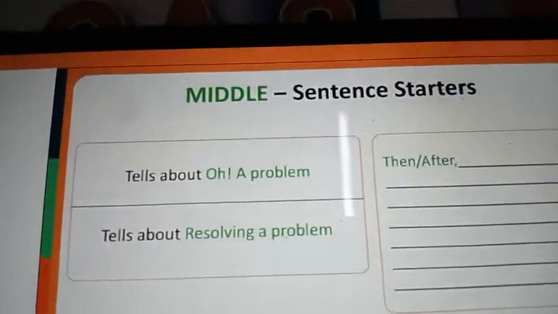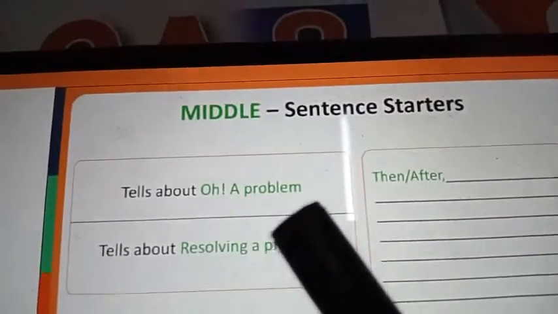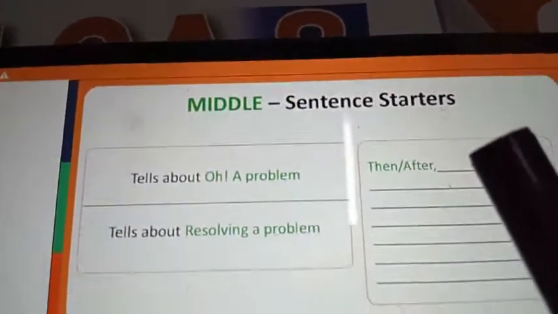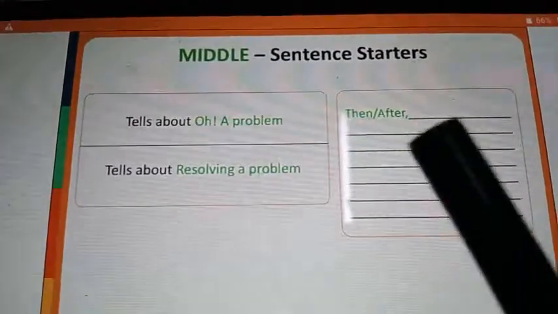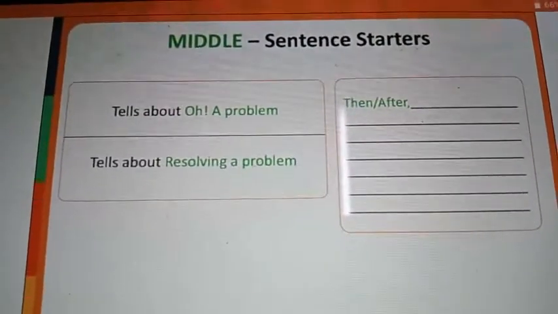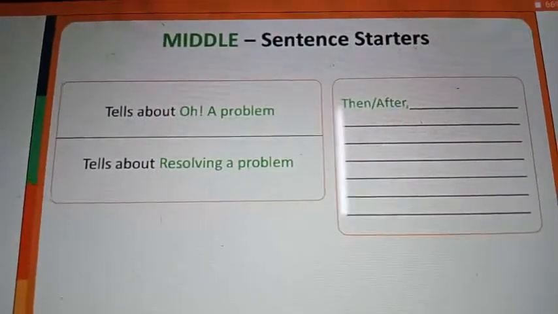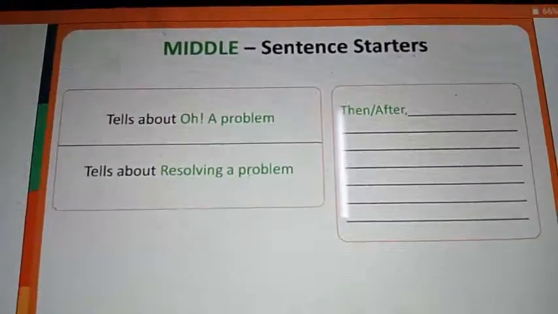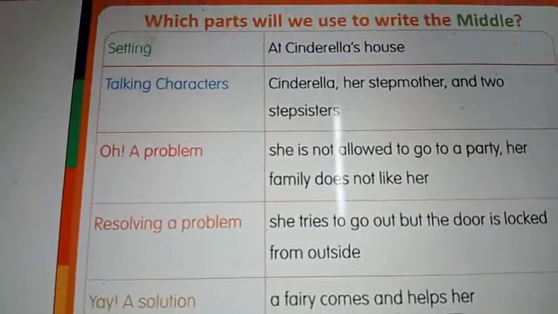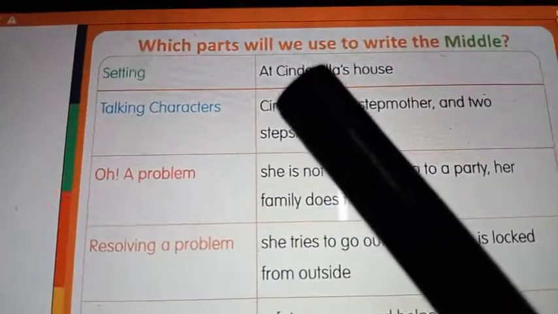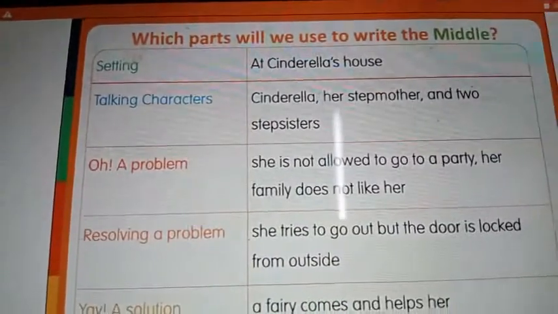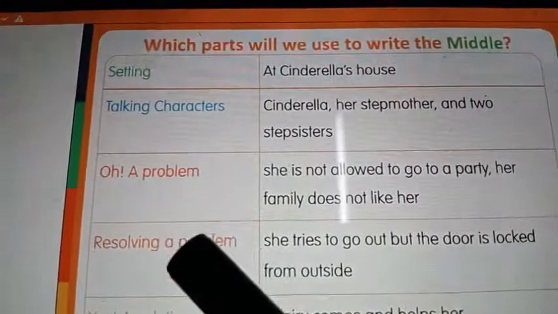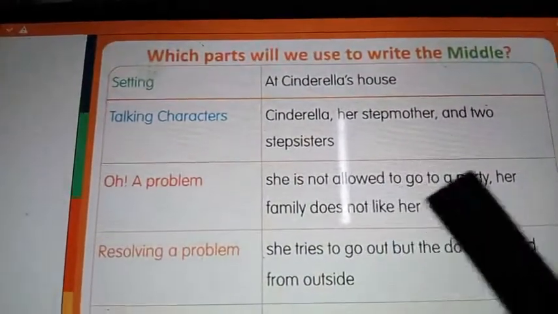Sentence starters. Tell about a problem. Tell about resolving a problem. So, these two we have to write for the middle of the story. Right? Yes. Now, I will show that again. You have to tell me what we have to write for the middle. Which parts will we use to write the middle, my dear children? Yes, a problem. Resolving a problem. These two steps we have to write for the middle.